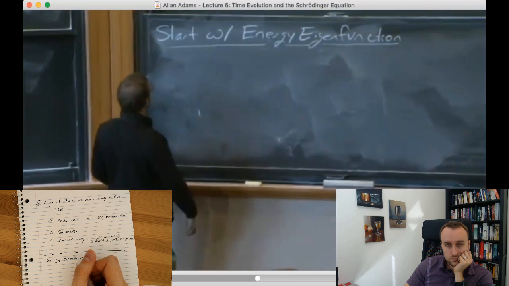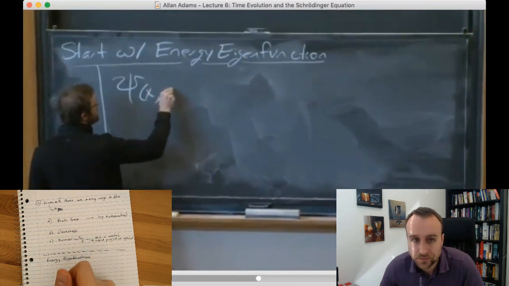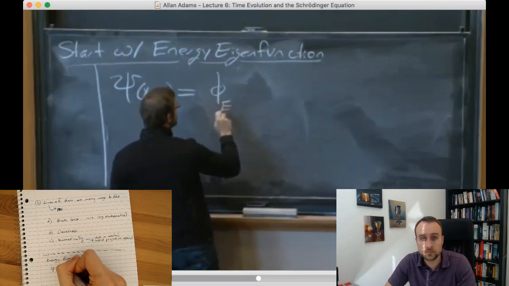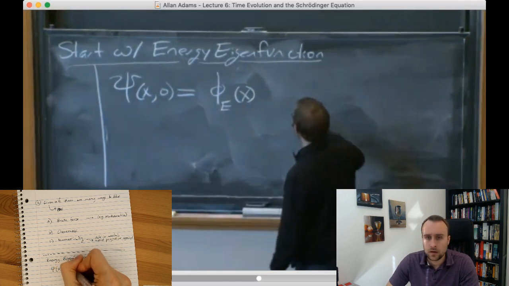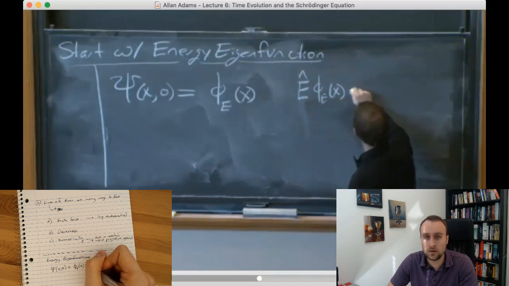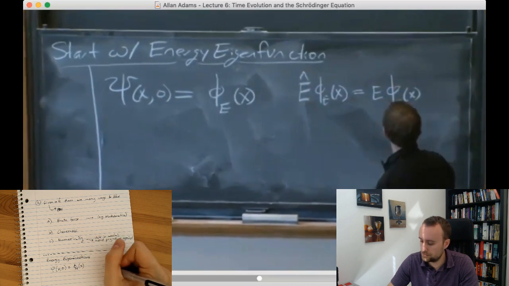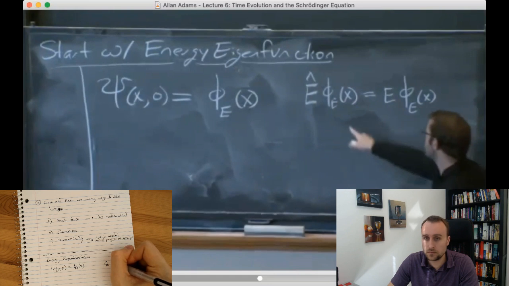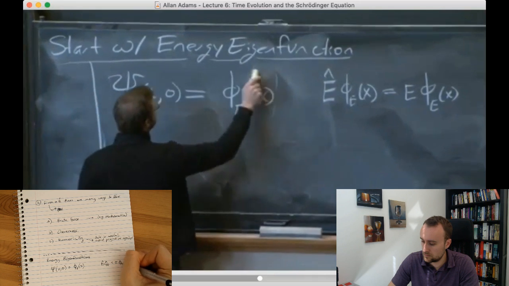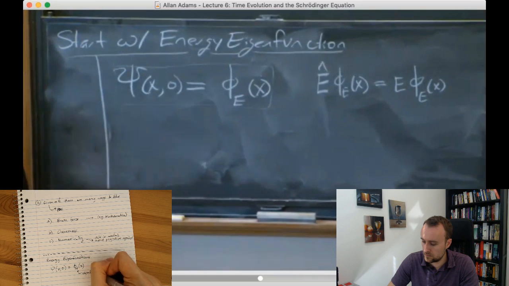Okay. So, first, what happens if we have a single energy eigenfunction? Suppose our wave function, this function of x at time t equals 0, is in a known configuration, which is an energy eigenfunction phi sub e of x. What I mean by phi sub e of x is if I take the energy operator and I act on phi sub e of x, this gives me back the number e times phi sub e of x. Okay? So it's an eigenfunction of the energy operator with eigenvalue e. So suppose our initial condition is that our system began life at time t equals 0 in the state with definite energy e.